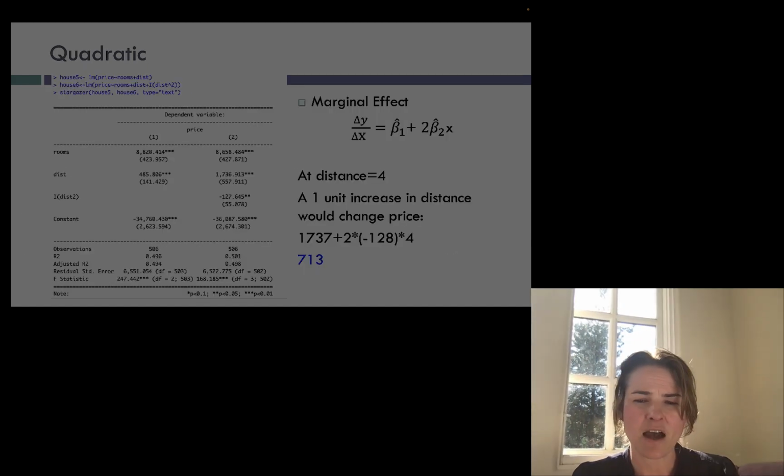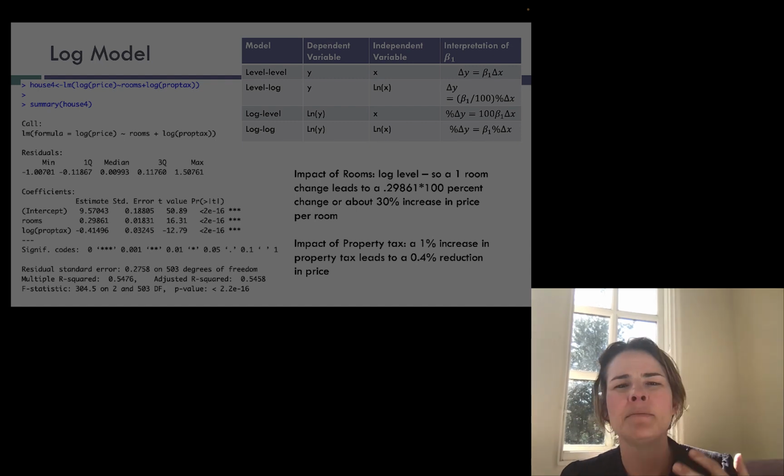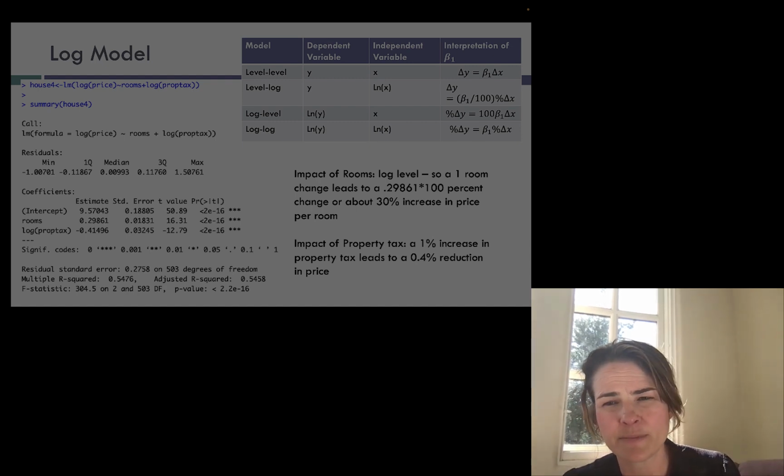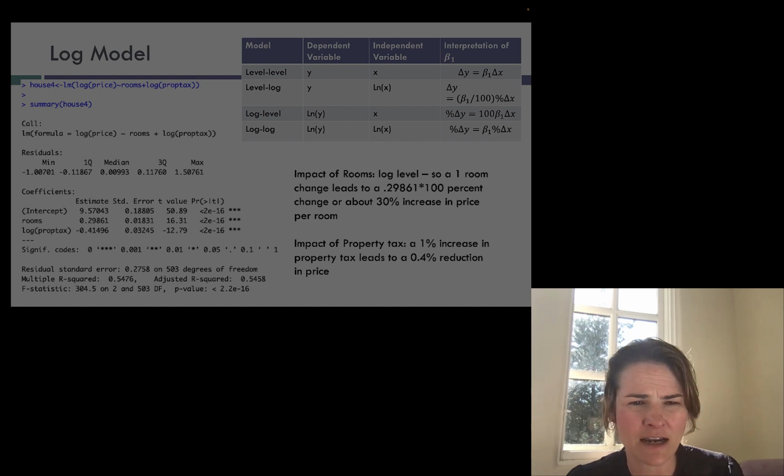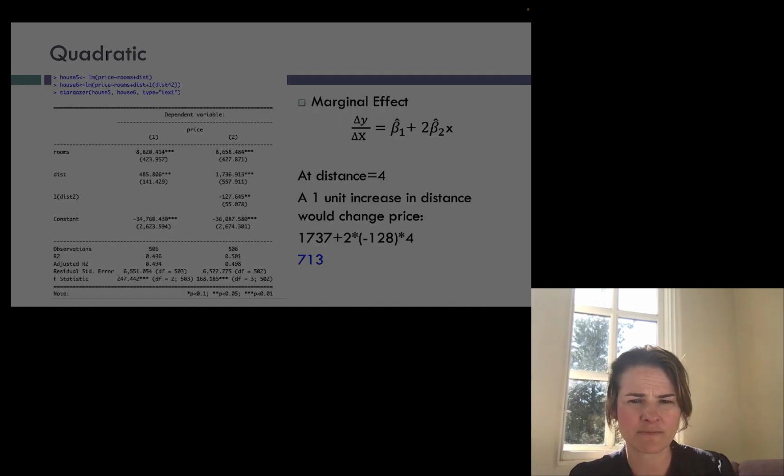All right. I find having that table handy, again, whenever I want to do a log model, because it's somewhat confusing to try to figure out exactly how to interpret all of those coefficients.